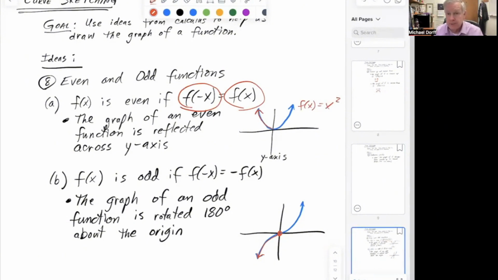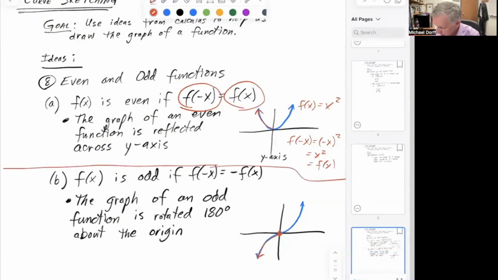The power is 2. And so I look at f of, in this case, of negative 2. That means f of negative x. That means I put negative x in, I square it, and then I get positive x squared, which is the same thing as f of x. So that gives me an example of an even function.